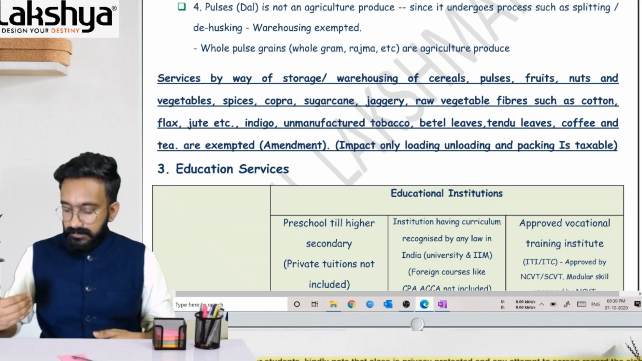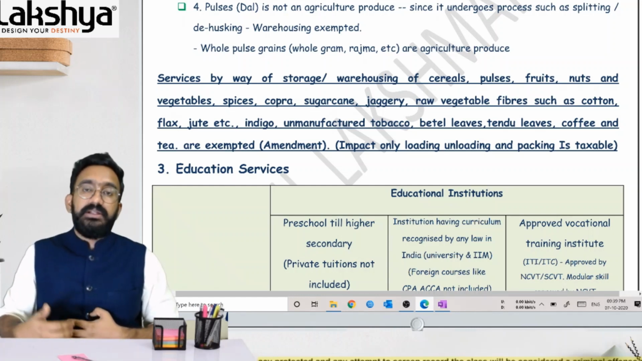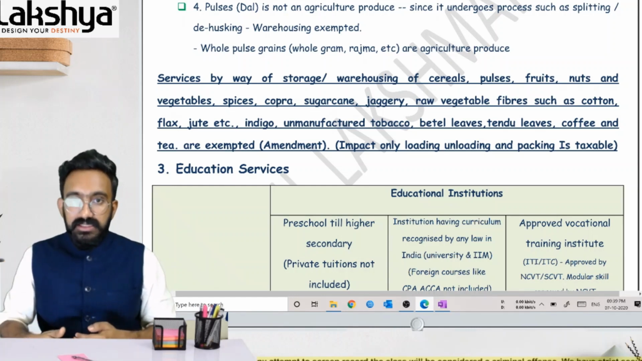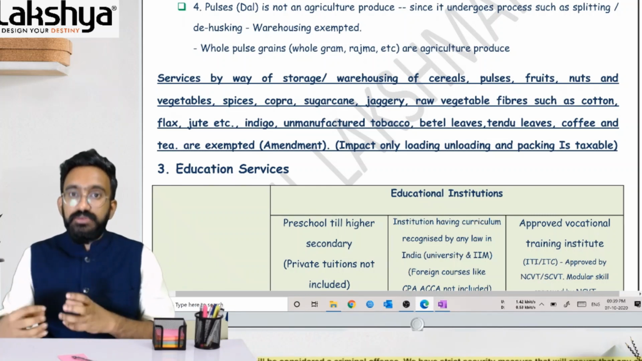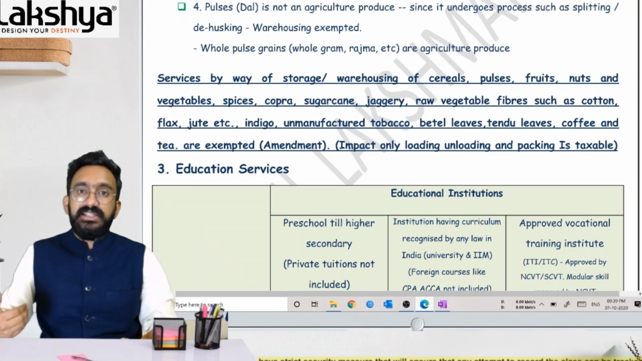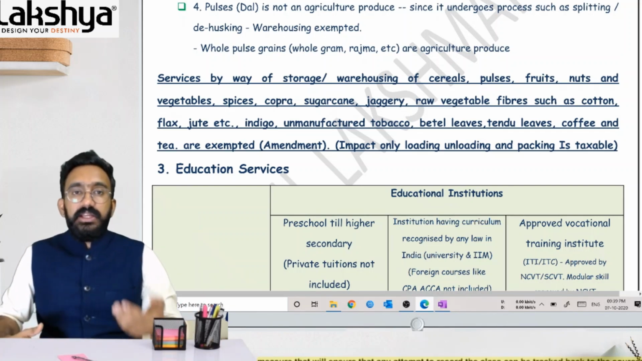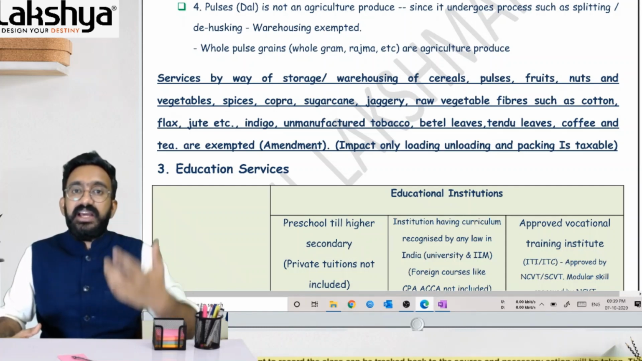Okay, so your first product, when it goes through a set of activity, like for example, dal is not an agriculture produce. The whole pulse gram, rajma is an agriculture produce. Similarly, jaggery is not an agriculture produce. Sugarcane is an agriculture produce.